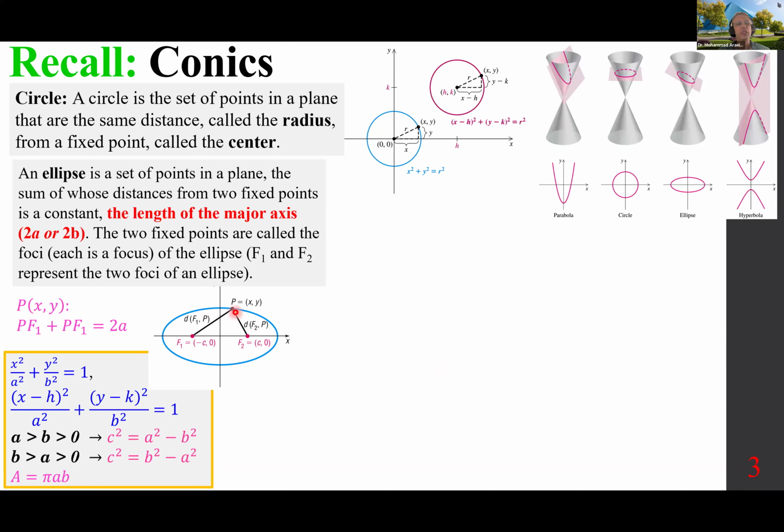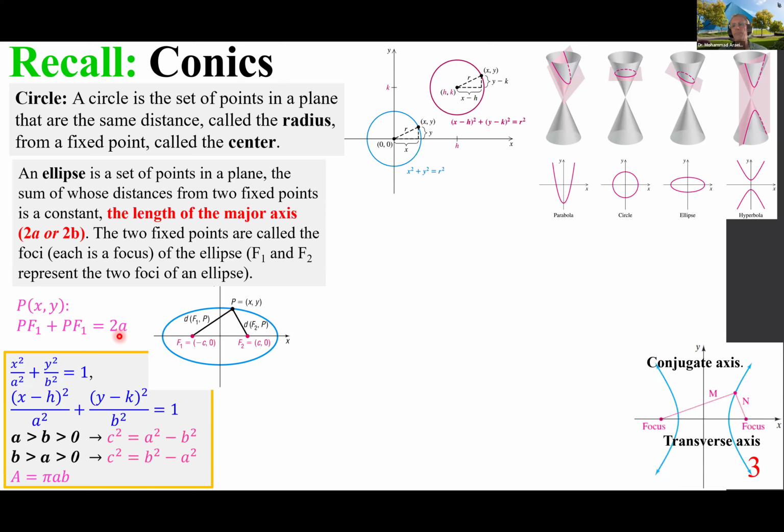So P is any point on the ellipse, having coordinates x and y. PF1 and PF2 add up to a constant. That constant happened to be 2a.